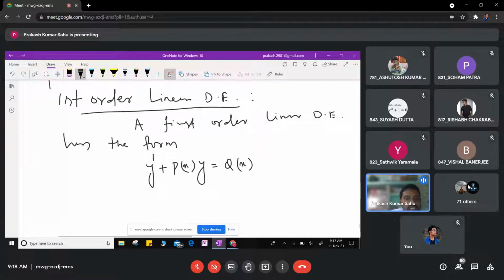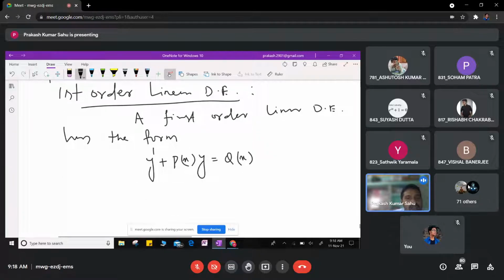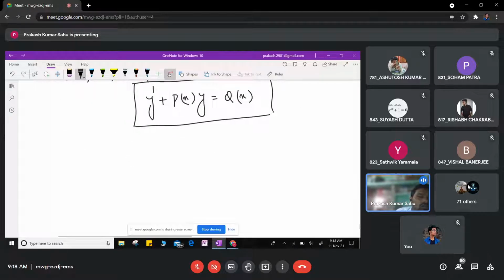Now in general we take the first order linear differential equation in the form y dash plus p of x into y is equal to q of x. This is the linear differential equation. Any differential equation given in a question, we can reduce to a linear differential equation if possible, then we can find the solution. And everybody knows how to solve this linear differential equation.